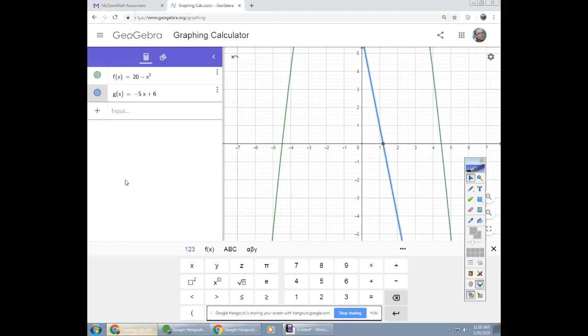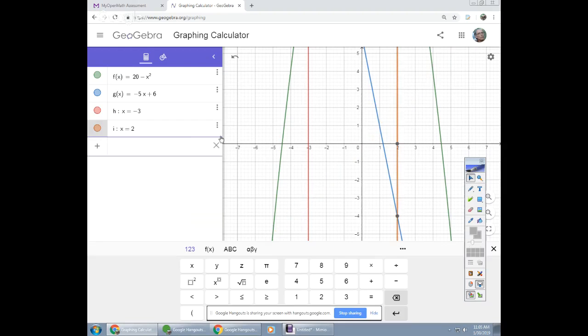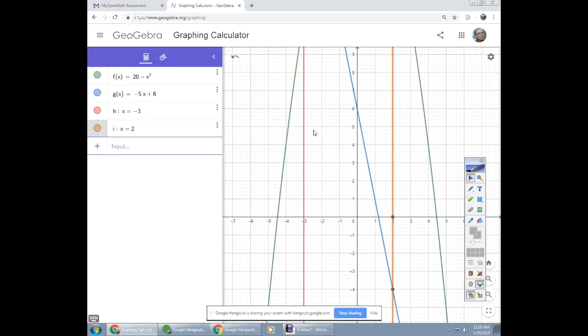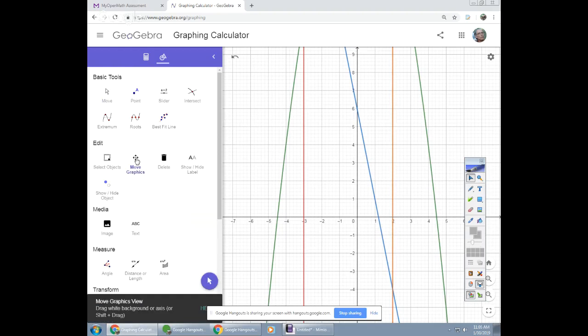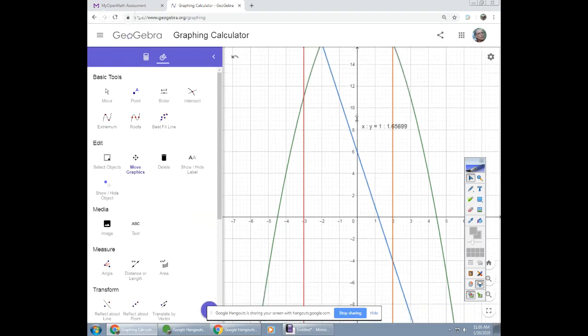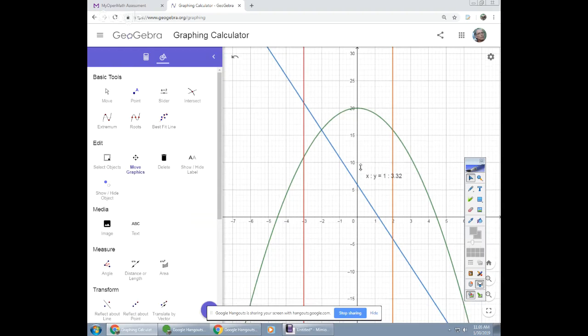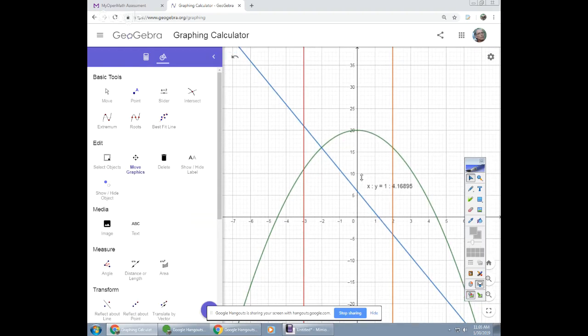And then we're told to only look between x equals negative 3 and x equals 2. So graph x equals negative 3 and x equals 2, and find a window that I can see that. One thing I like about GeoGebra, it's got a move graphics tool, so I can easily just scale the axis right on the screen. Oh, this is interesting.